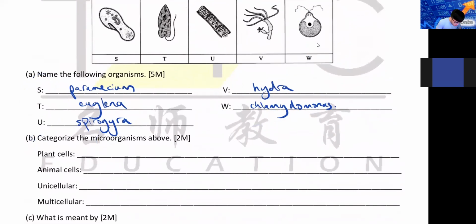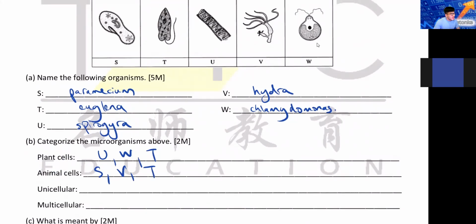So plant cells could be your Spirogyra, could be your Chlamydomonas W. Your Euglena could also be plant. In fact, your Euglena could be plant and animal. Like I said, this fellow cannot make up his mind. He also doesn't know where to go. So animal cells are going to be your Paramecium S, your Hydra V, and your Euglena T. So this fellow is like half and half, animal and plant.